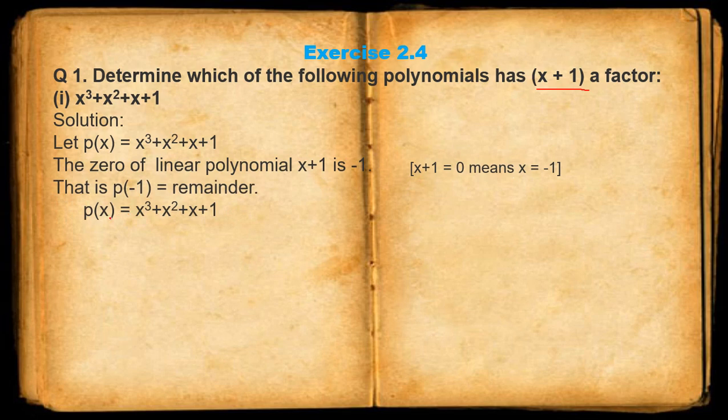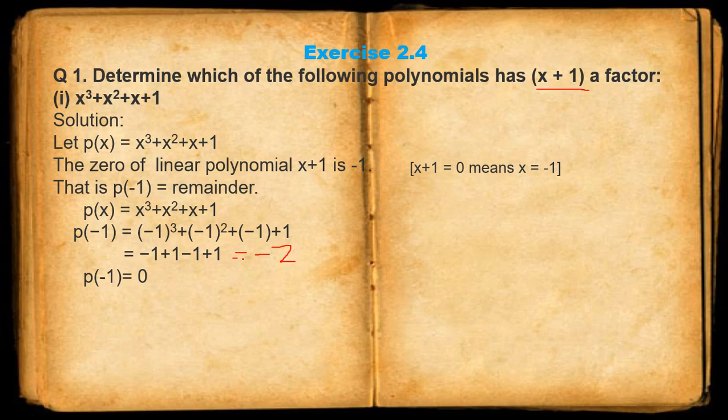Now we have to find out whether the remainder is 0 or not. So by putting x as minus 1, we get p of minus 1 is equal to minus 1 cube plus minus 1 square plus minus 1 plus 1. So we get minus 1 plus 1 minus 1 plus 1. Then p of minus 1 is equal to 0. How? These two negative values, minus 1 and minus 1, give minus 2, and these two positive values, 1 and 1, give plus 2. So minus 2 and plus 2 becomes 0. So the remainder p of minus 1 is equal to 0.